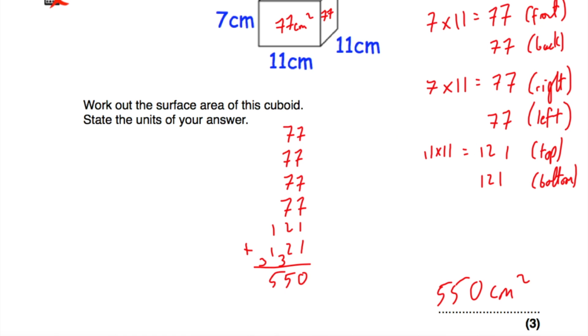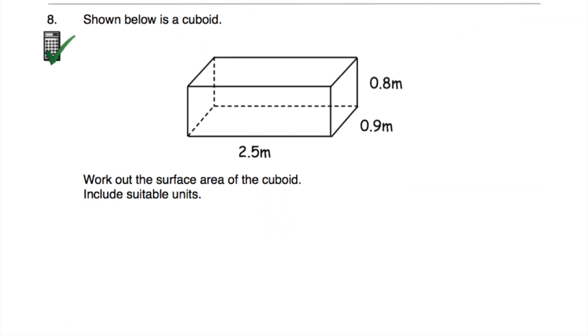And that's it. Okay, let's look at our next question, question number 8. So question number 8 is a calculator question, and we've been given this cuboid and we've been asked to work out the surface area of this cuboid. So again, let's find the area of the front, the back, the right hand side, the left hand side, the top and the bottom of the cuboid. So let's start off with the front.